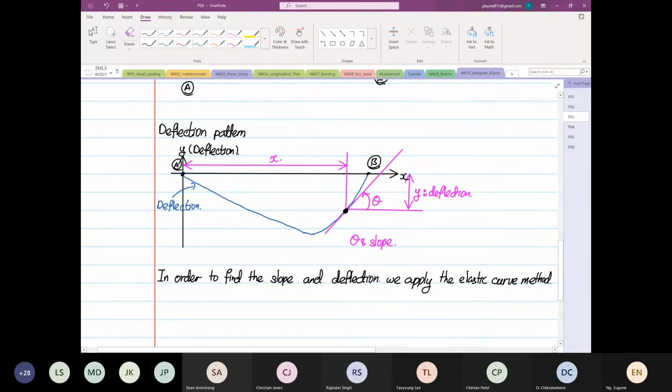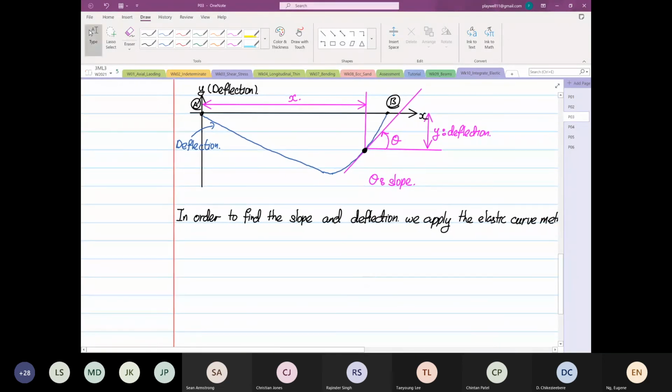I'm not going to derive it again. I'm just going to give you the final form. So the final form is EI d squared y over dx squared is equal to M as a function of x. Now this moment as a function of x, you've seen a lot already. You all know how to get it already. Yes or no? So this equation over here is known as the elastic curve method.